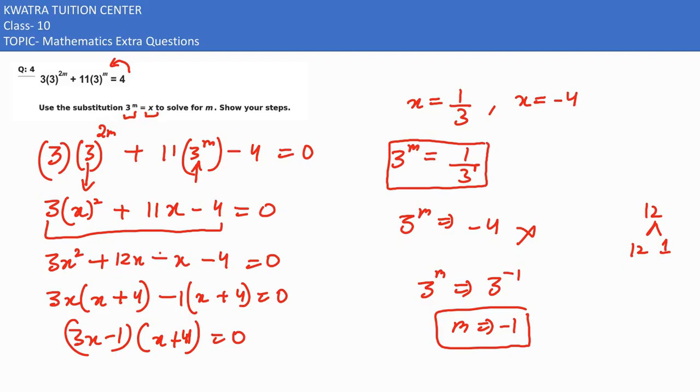सेकेंड सिचुएशन में से हमारी m की वैल्यू नहीं आ सकती क्योंकि बेस हमारा 3 नहीं बन सकता 4 का.